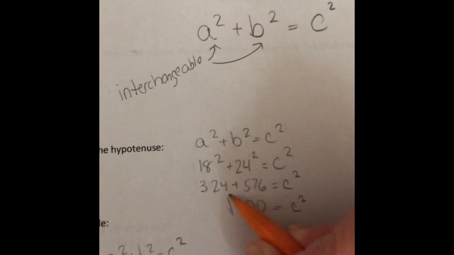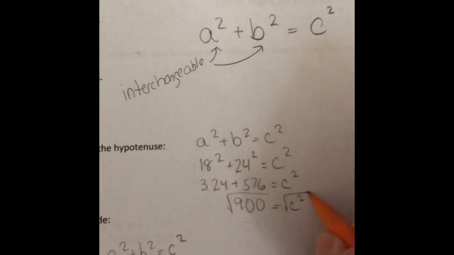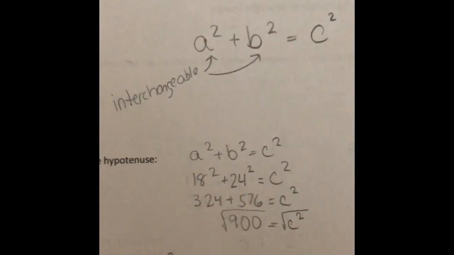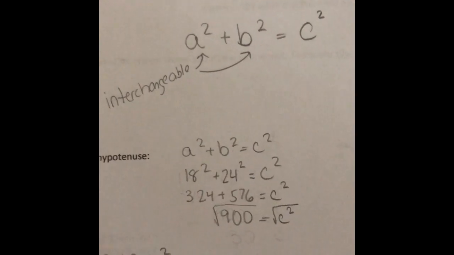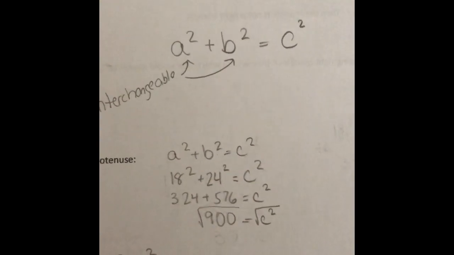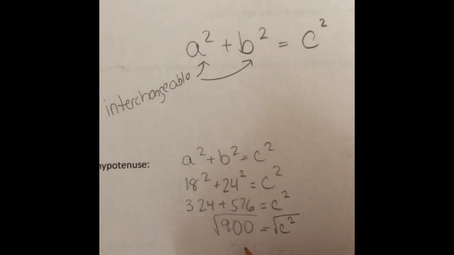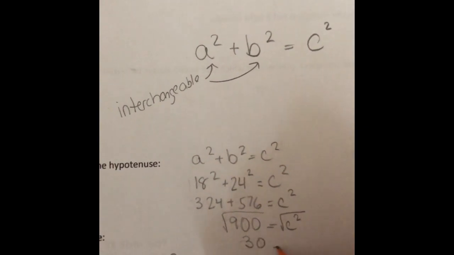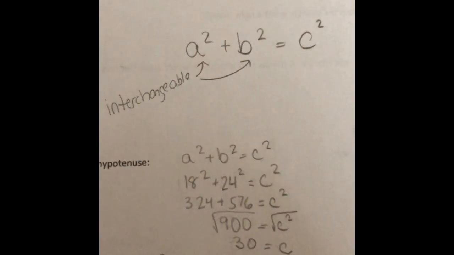Now we'll take the positive square root only. The reason I'm only taking the positive square root is because we're talking about length or distance here, and you can't have a negative distance. So the square root of 900 is 30, and I get 30 equals side C.